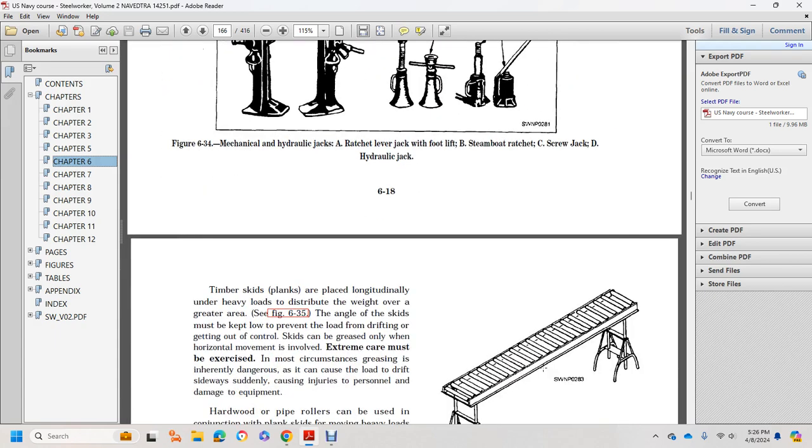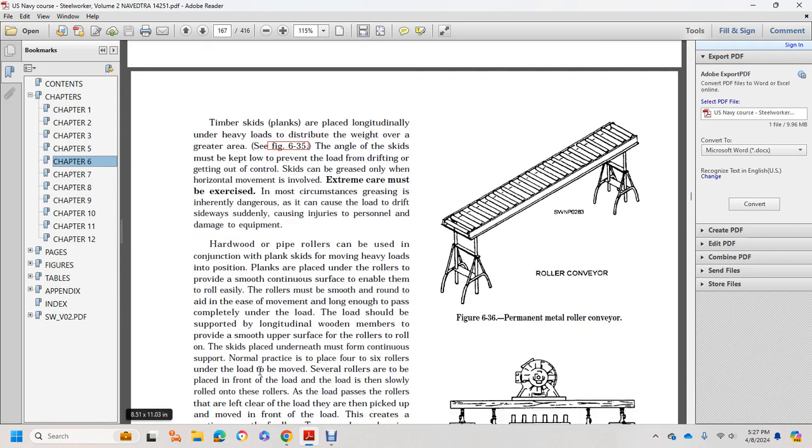Timber skids are placed lengthwise under a heavy load to spread the weight over a greater area. The skids are kept low to prevent the load from drifting and to help control it. Skip the grease. Only when horizontal movement is involved, extreme care must be exercised. In most circumstances grease is inherently dangerous, and can cause the load to drift sideways suddenly, causing injury to persons and damage to equipment.